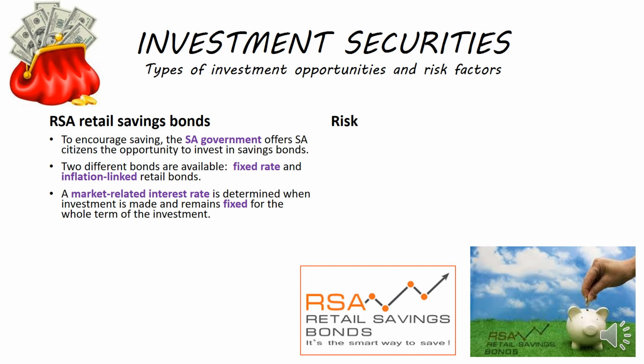The market-related interest rate is determined when the investment is made. All right. So if you choose the fixed rate option, when you buy the government bond, they are going to tell you what the interest rate is that you are going to be earning for the entire term of the investment. So if you are buying this bond for a period of 5 years, they are telling you, for the next 5 years, you are going to be earning 10% interest, not that high.